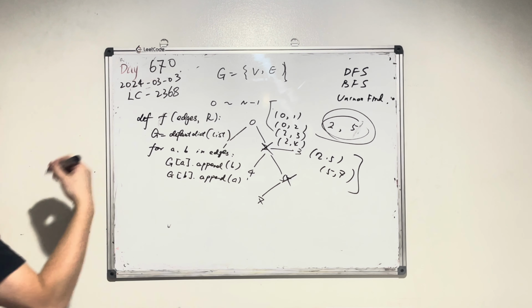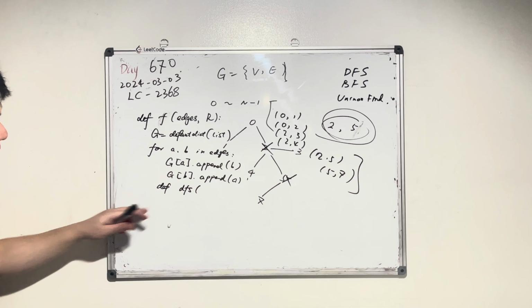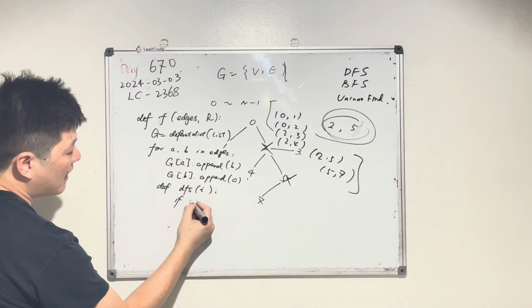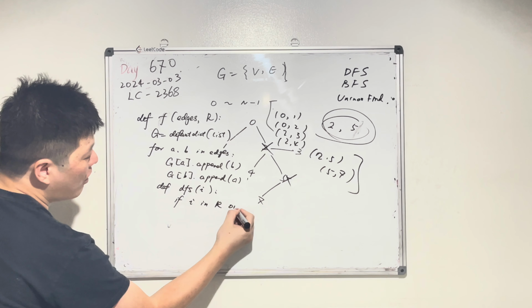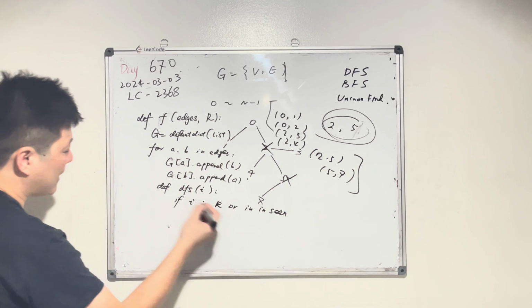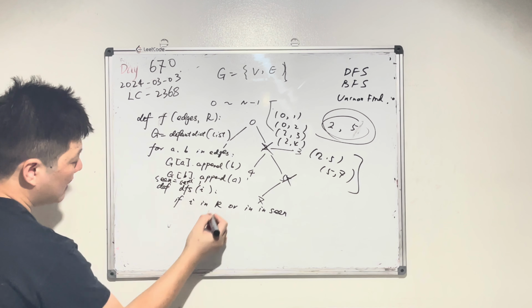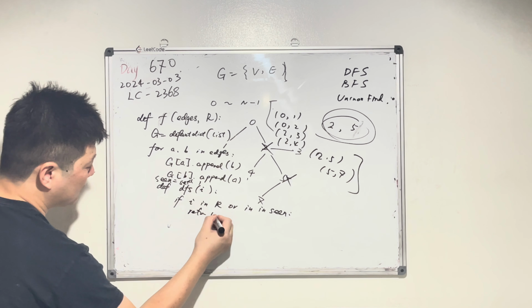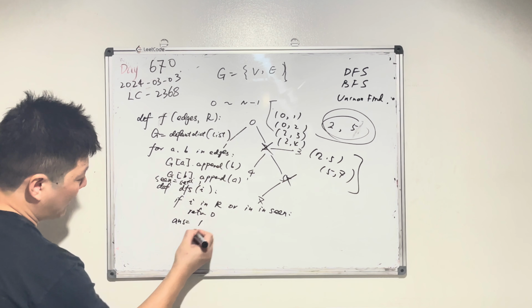Okay, then we can perform this DepthFirstSearch, define DepthFirstSearch. So the current node is I. If I is in the restriction list, or if I is in seen. So this seen, we have seen it, right? We have to define a seen hash set here. If we have visited it, then we return 0, so there are no more nodes we can go to. Otherwise, we say answer equals 1.